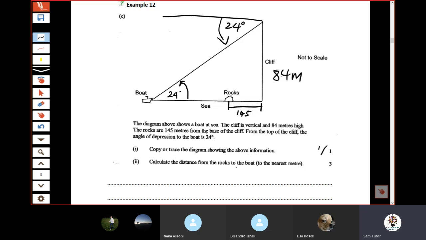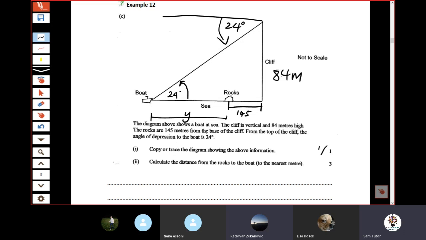Calculate the distance from the rock to the boat. Okay. Anyone have any idea of how I'm going to solve for this? How I'm going to find this, which we'll label as Y. Anyone have any idea of how I'm going to find Y? You don't have to say the answer. It's just what your logic is going to be. How are you going to direct your math to be able to eventually find Y?